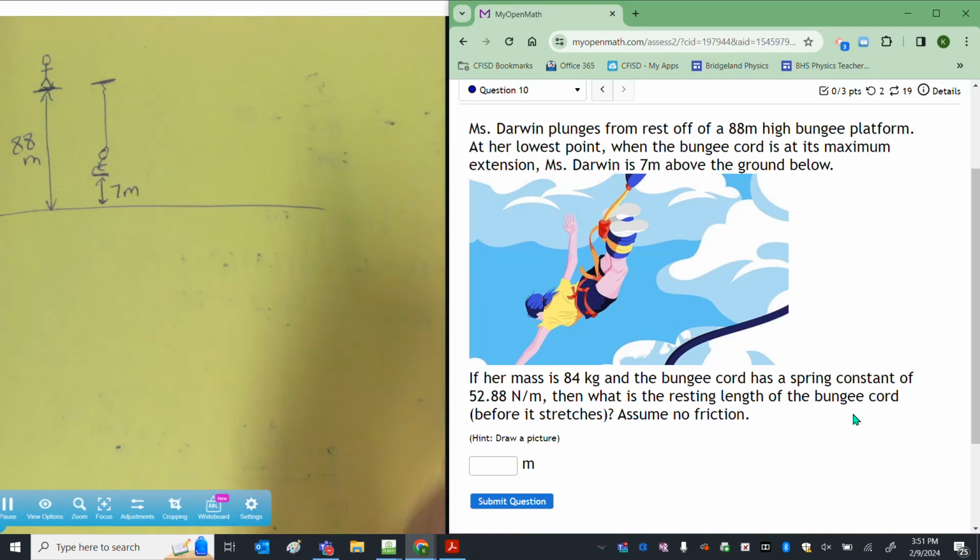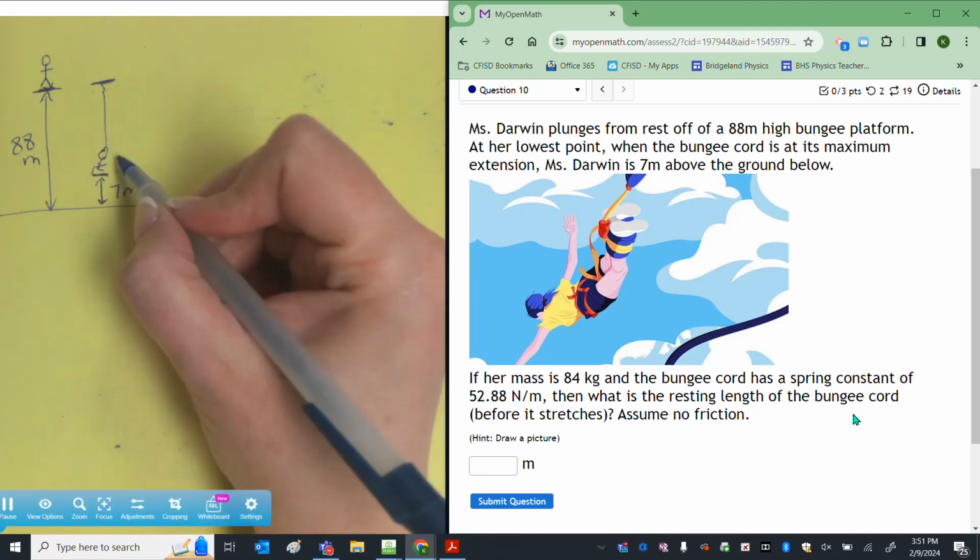It says if her mass is 84 kilograms and the bungee cord has a spring constant of 52.88 newtons per meter, then what is the resting length of the bungee cord before it stretches? Assume no friction. So here's the deal, and you can kind of see it in my picture.